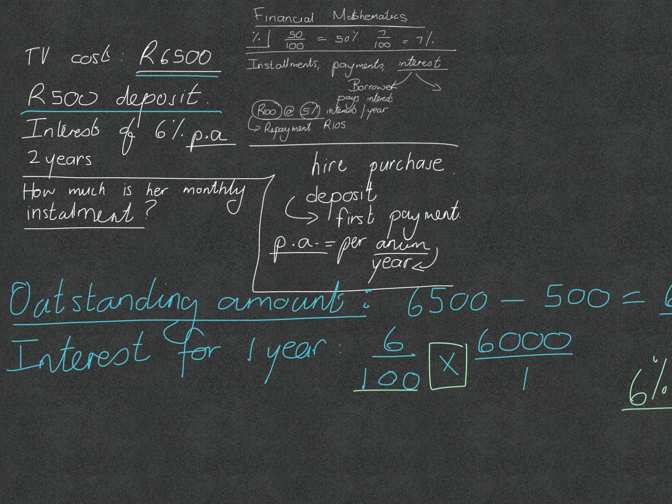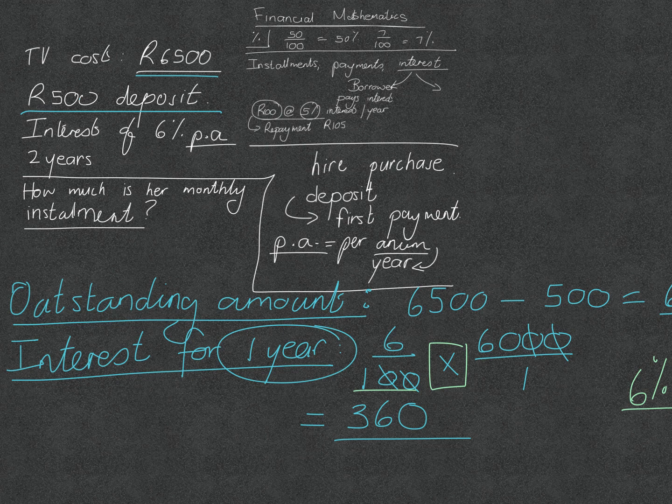So what we can do now is either say those two zeros can be cancelled out, and then we just say 6 times 60 over 1, and that's our answer. That is going to be 6 times 6 is 36, but we have that 0. That gives us 360. So that is our interest for 1 year.